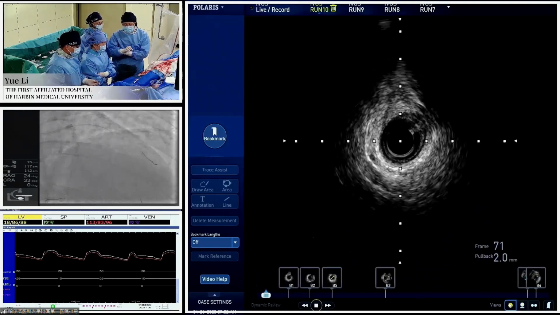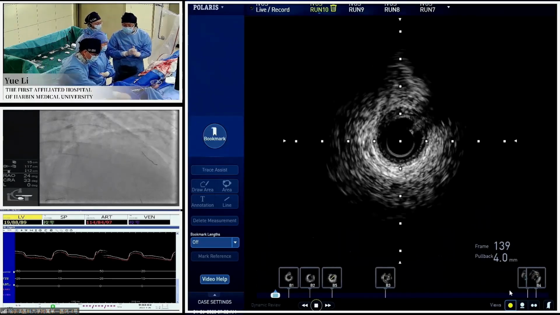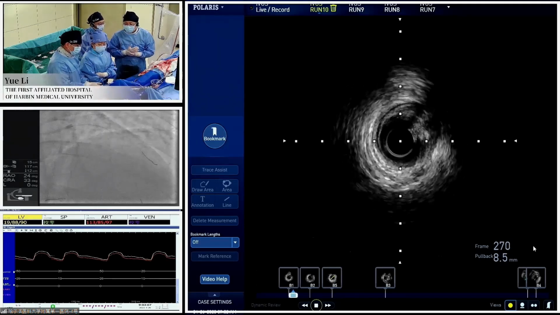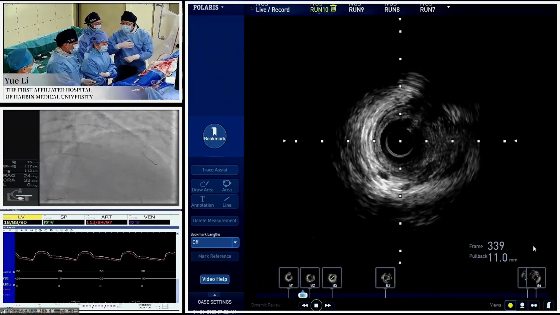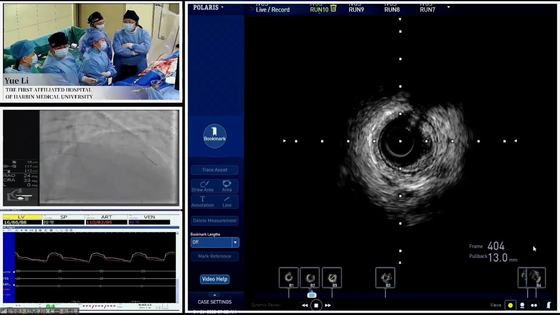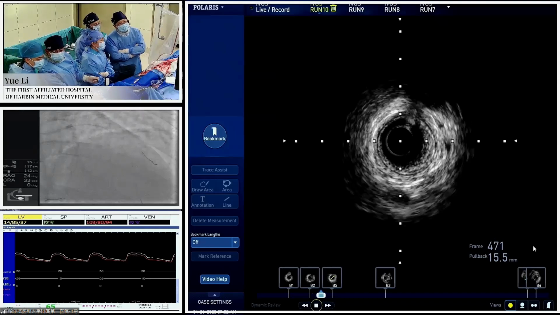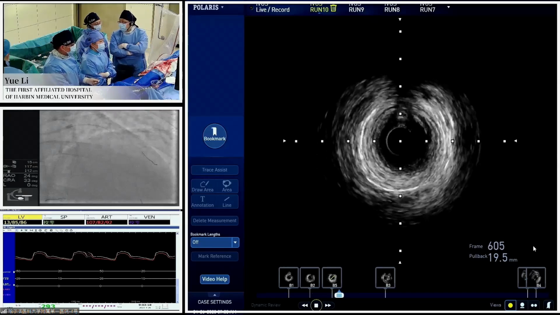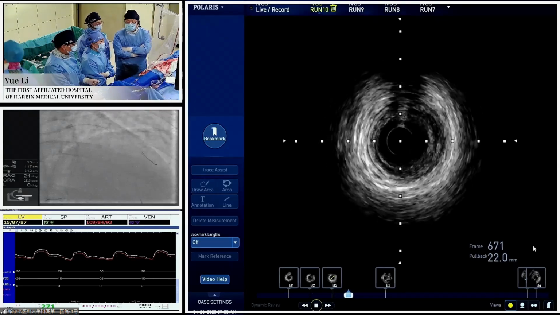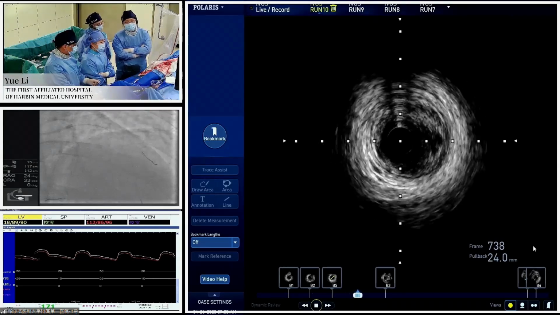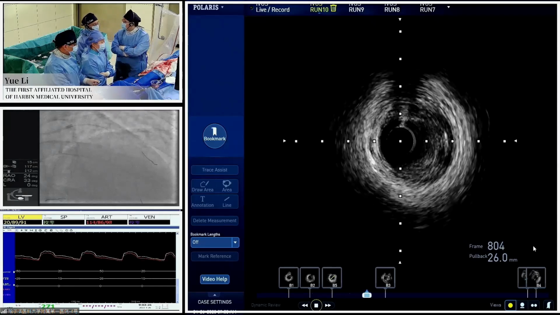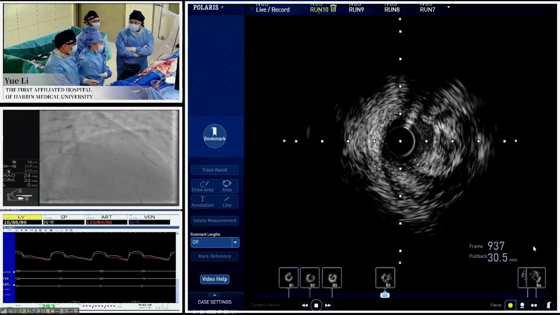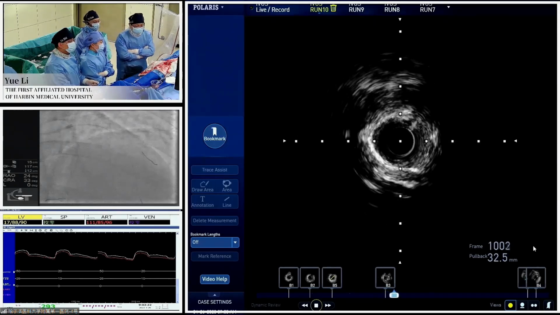Just now there was a little bit of spasm in the distal LAD, so give some nitroglycerin and wait for a while. We must let the bullet fly for a while. Then check the IVUS again and check the diagonal branch again. Then choose the optimal stenting strategy. Okay, so I think you could move on to the other cath lab. Okay, all right.